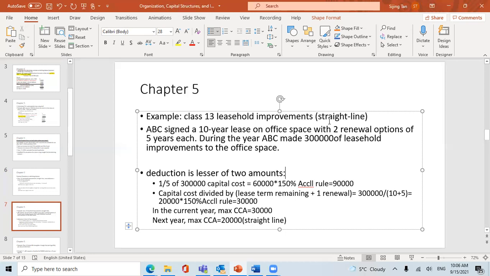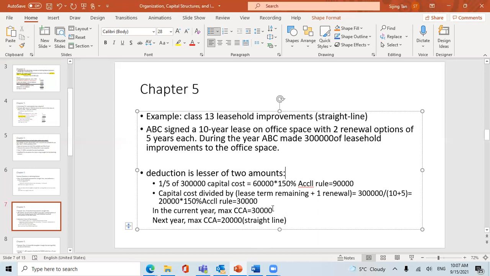Now, according to our calculation, we multiply by 150% under the accelerated investment incentive rule. This is in our textbook on page 214, which gives similar examples. So the first amount becomes $90,000, and the second, the capital cost divided amount, becomes $30,000. When you compare and take the lesser of the 2 amounts, you choose the capital cost divided amount.